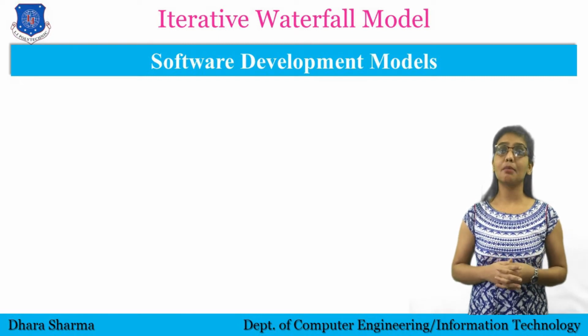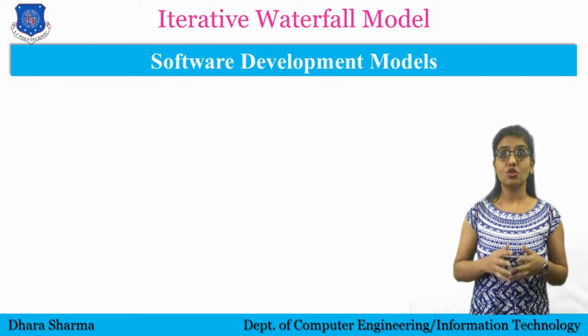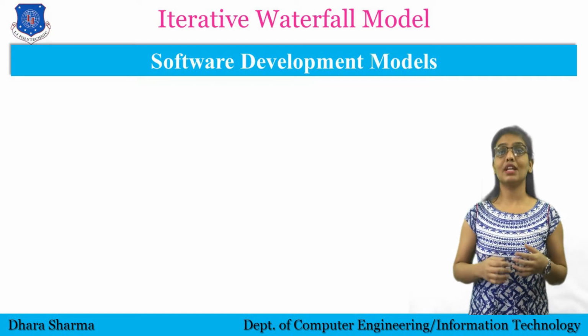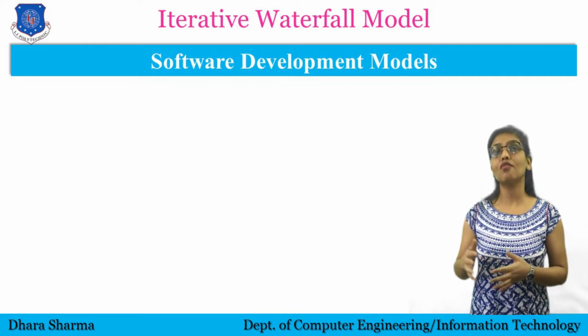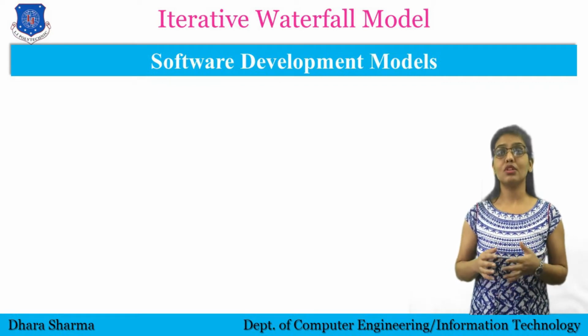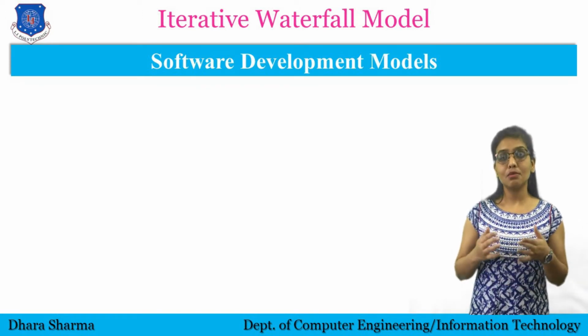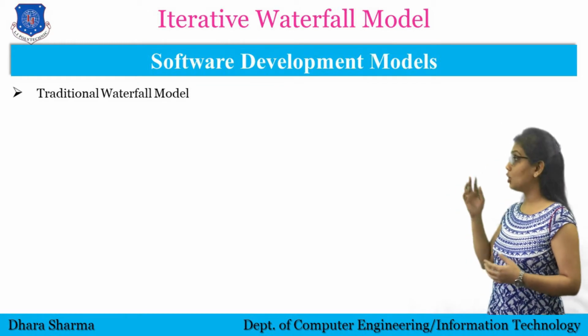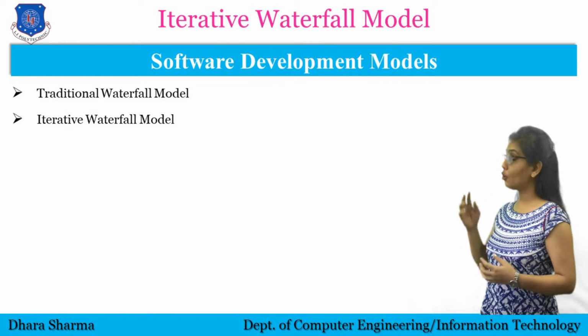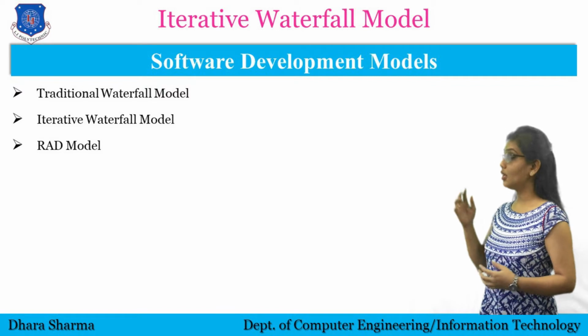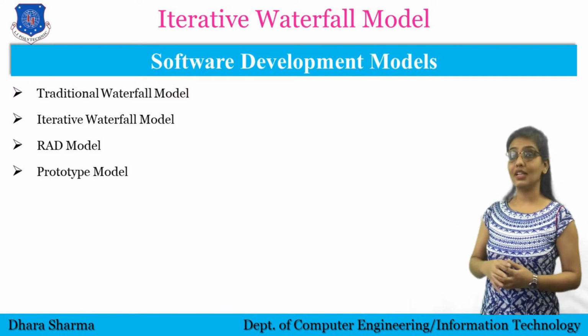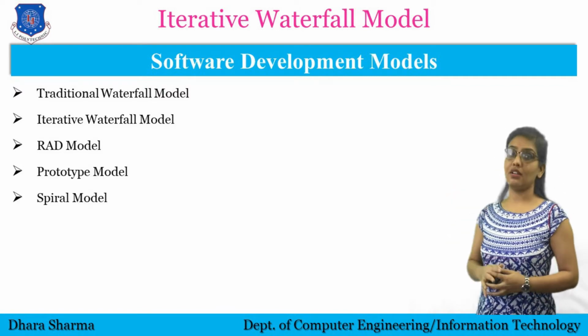We know that there are many types of software available. So according to the type of software that we want to develop, we choose a way of developing it. The process to develop software is common, but the ways are different. Here are some software development models: traditional waterfall model, then iterative waterfall model, then RAD model, then prototype model, and the last one is spiral model.